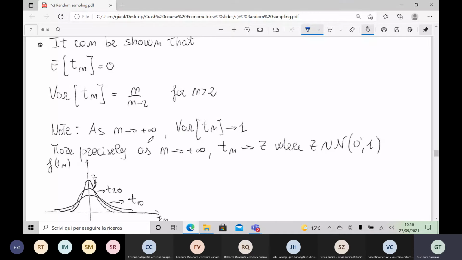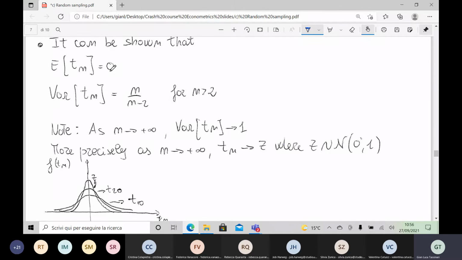A student's t distribution is, in general, a distribution with bigger variability compared to the standard normal. Why? Because, I repeat, they are both symmetric distributions around 0. They both have expectation 0. So this means that they have the median, and what I want to tell you is that also for the student's t distribution the median, the mode, and the expectation are the same, because they are symmetric around the mean, which is 0.